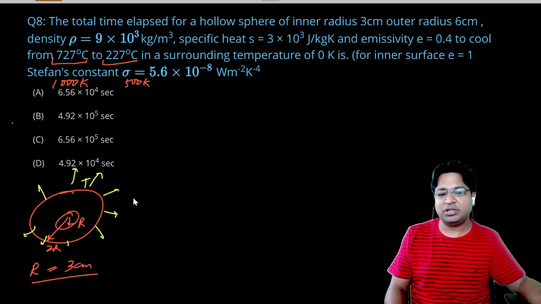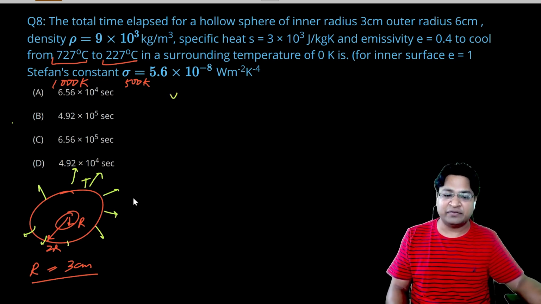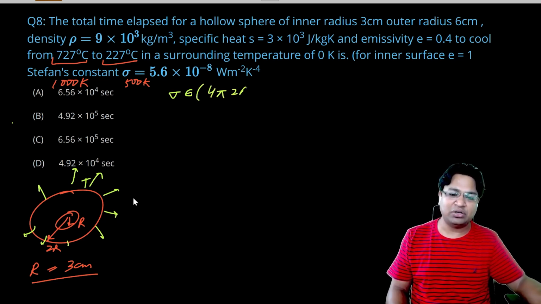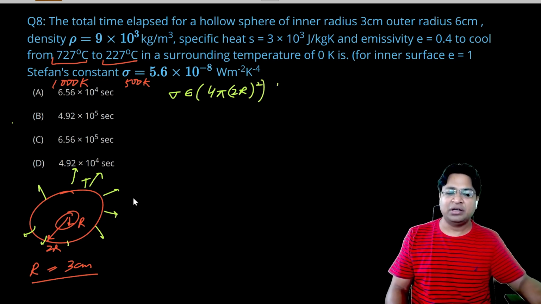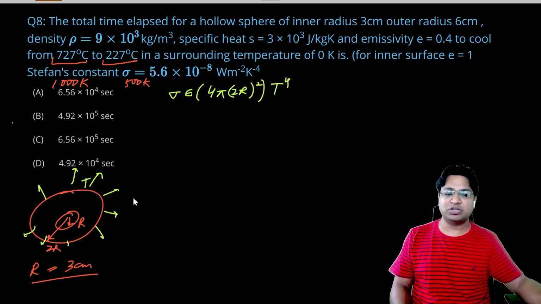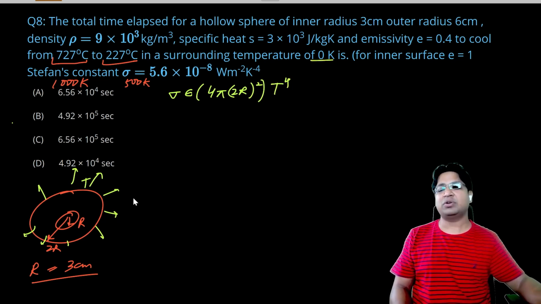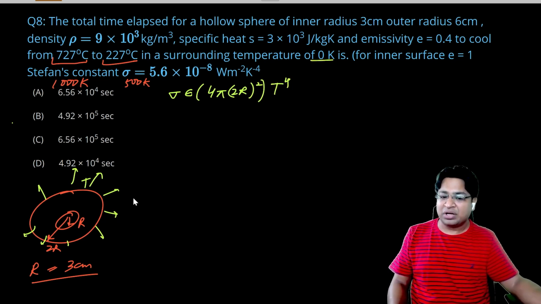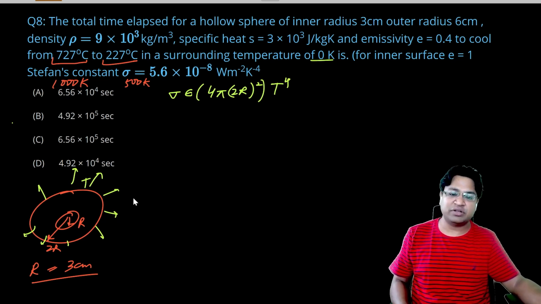Then the rate at which the radiation will take place, or the power radiated, would be sigma, then epsilon. Epsilon is given to be 0.4, into surface area. Surface area would be 4 pi (2r) square. So sigma epsilon A T raised to power 4. So this is the rate at which we are losing power, because the surrounding is at 0 Kelvin. So there is no radiation coming from the surrounding which this sphere will absorb. So there is no absorption taking place. So this is the rate at which we are losing power.